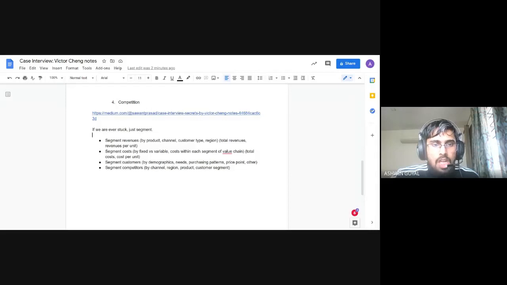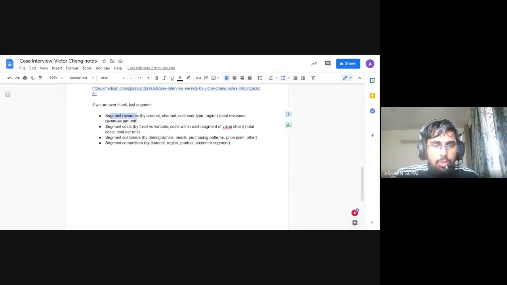And if you are ever stuck while solving problems, segment revenues, segment costs, segment customers, segment competitors. Segmentation is a very important thing within consulting. For example, you need to segment customers. You need to understand who the customers are, and for that you can segment them, break them into smaller buckets. Those customers can be segmented by demographics, by their needs, purchasing patterns, price points, etc. So segmentation is a very important part of consulting.